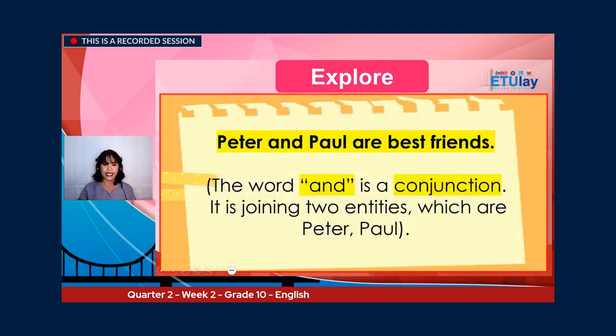Now, let's have an example. Peter and Paul are best friends. Very simple sentence. In this example, the word and is the conjunction. Why is it a conjunction? It joins two entities. See, Peter and Paul, they are joined by and. Like a glue, it holds together and it unites. So that is the example for conjunction.